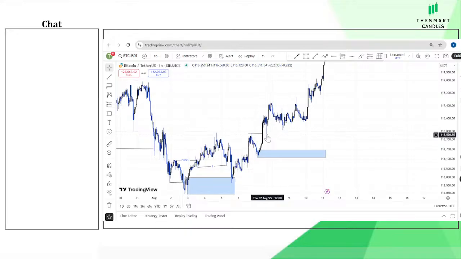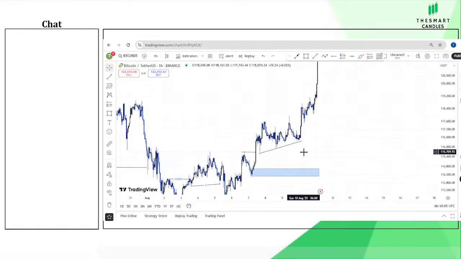Now, what do you want to see? We have this strong momentum here. We have our fair value gap at this point. This is our fair value gap. And we have our liquidity resting all below this point. This is our liquidity pool. So we want to see a correction coming down to this point.